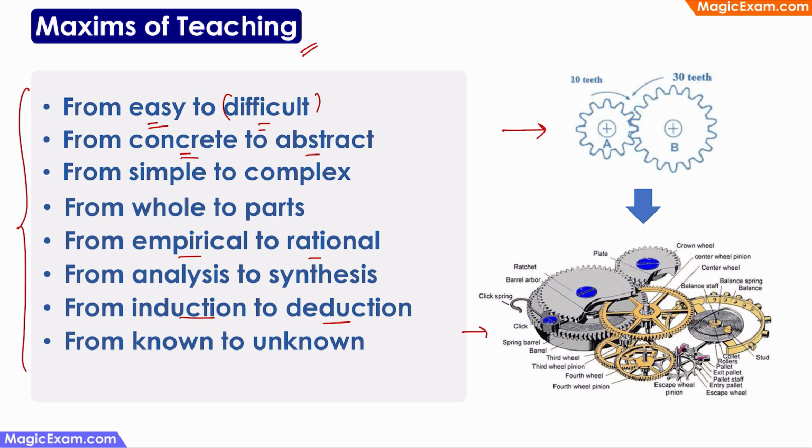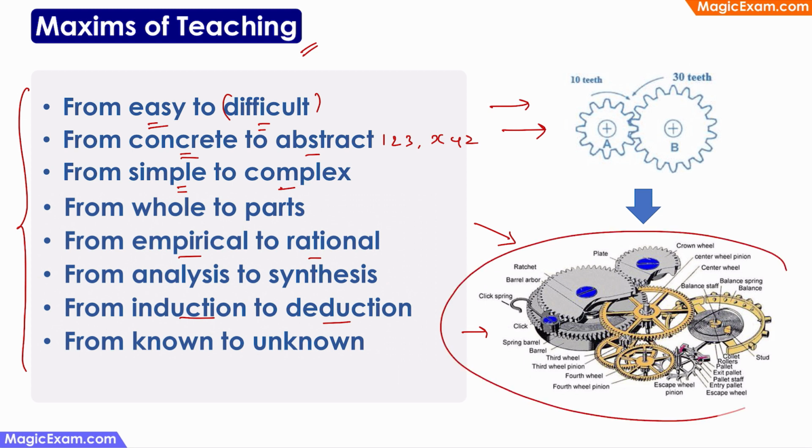From concrete to abstract: first I'll teach you the concept of 1, 2, 3, which are probably concrete, and then I will teach you abstract concepts like X, Y, Z. From simple to complex: first I teach you a simple concept and then I will teach you a more complex concept. First I have to teach you the whole, that is, this entire mechanism is the mechanism of a clock, so whole, and then I will teach you about the parts of a clock, so whole to parts.